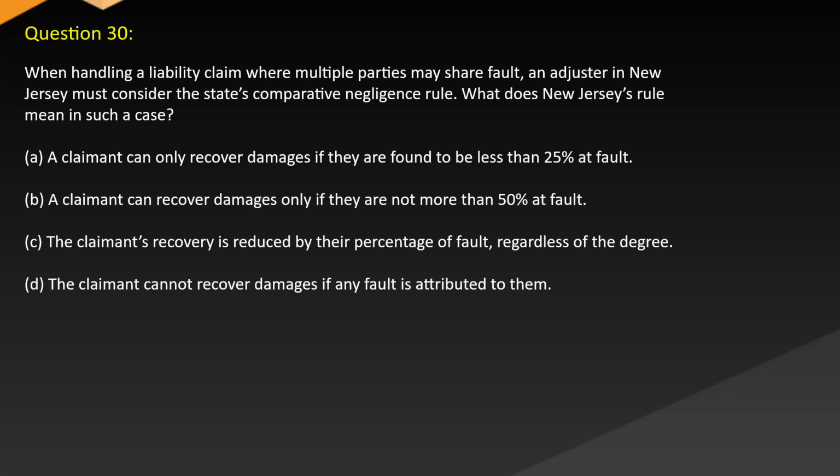Question 30. When handling a liability claim where multiple parties may share fault, an adjuster in New Jersey must consider the state's comparative negligence rule. What does New Jersey's rule mean in such a case? A. A claimant can only recover damages if they are found to be less than 25% at fault. B. A claimant can recover damages only if they are not more than 50% at fault. C. The claimant's recovery is reduced by their percentage of fault, regardless of the degree. D. The claimant cannot recover damages if any fault is attributed to them.